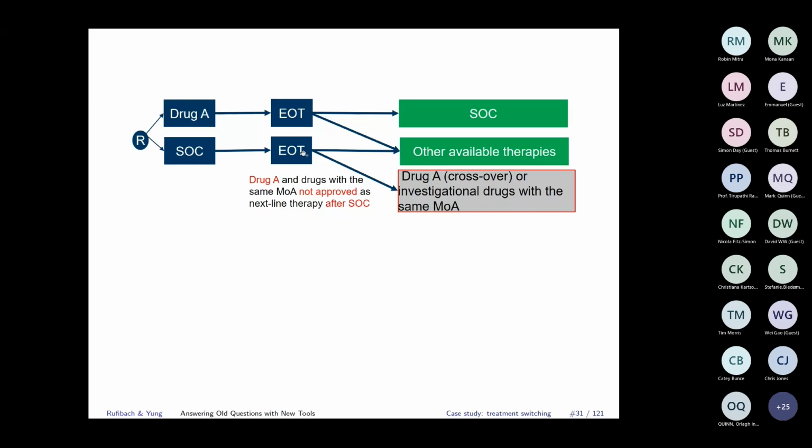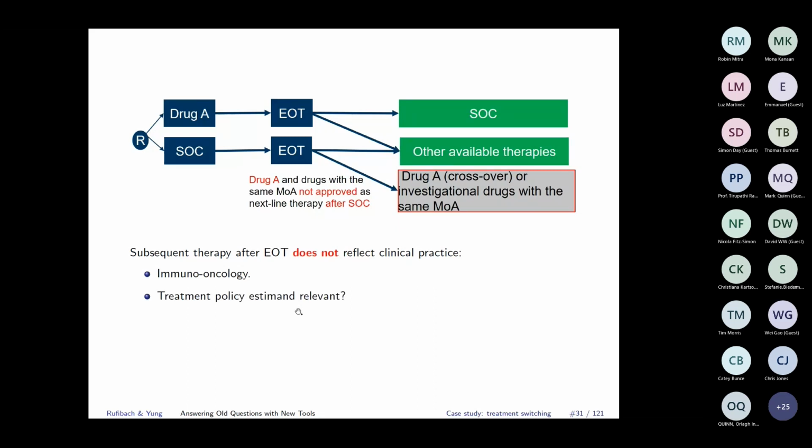It starts to change in this landscape where patients on the standard of care, when they fail the treatment or after end of treatment, move on to one of these myriads of other clinical trials with, for example, very similar investigational drugs with the same mode of action. Because these drugs are not approved yet. If you then just look at overall survival, you're not assessing clinical practice anymore. So the subsequent therapy after end of treatment does not reflect clinical practice. This is what we see in immuno-oncology, CAR-T, everywhere. The question then is: is the treatment policy estimate still relevant?